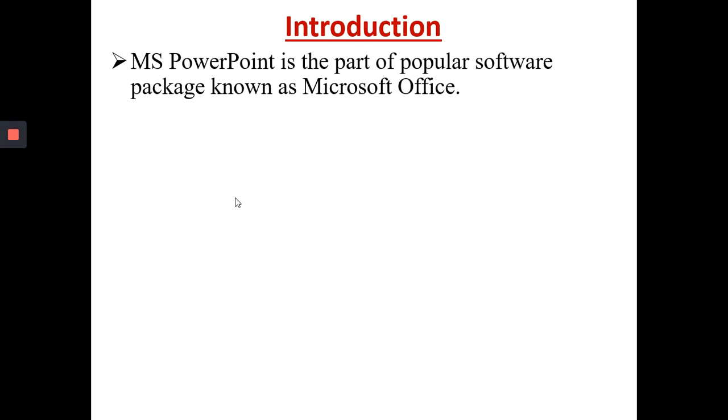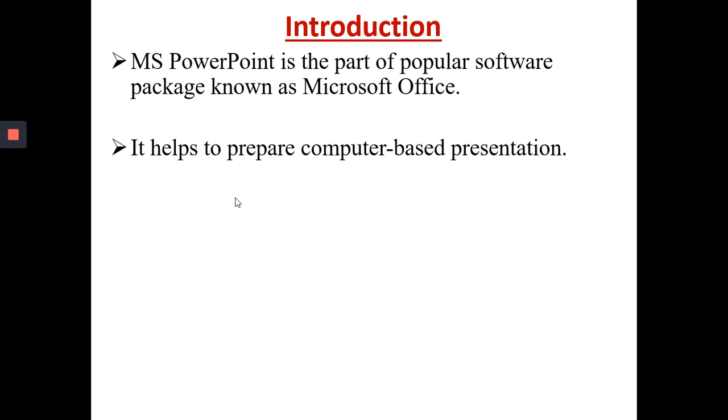And what are the parts? The parts are MS PowerPoint, then MS Paint, MS Word. So Microsoft Office is a package, a software package, in which different softwares exist. Now one of the popular softwares is MS PowerPoint, or Microsoft PowerPoint. Microsoft PowerPoint helps us to prepare a computer-based presentation. So what is the need of using Microsoft PowerPoint? We use it because it helps to prepare a computer-based presentation.